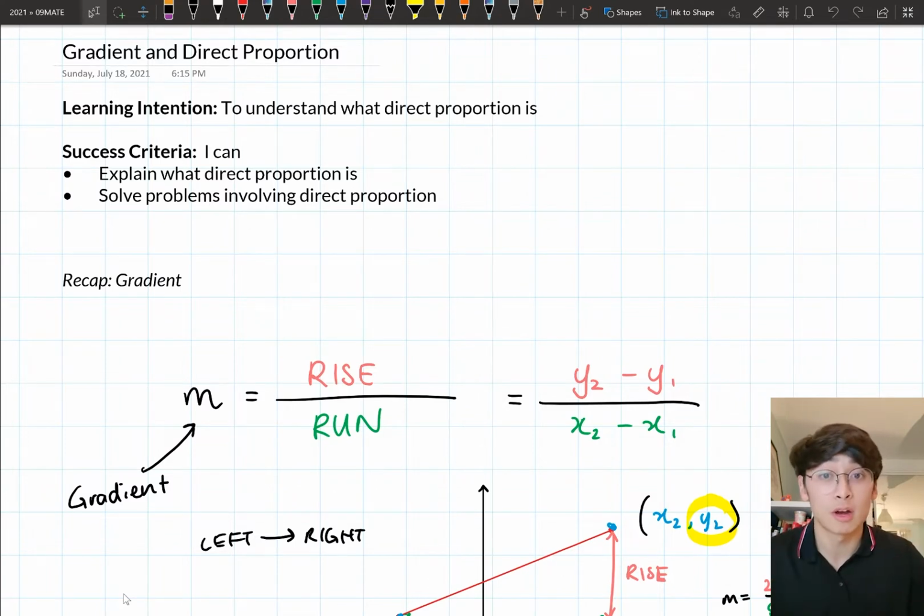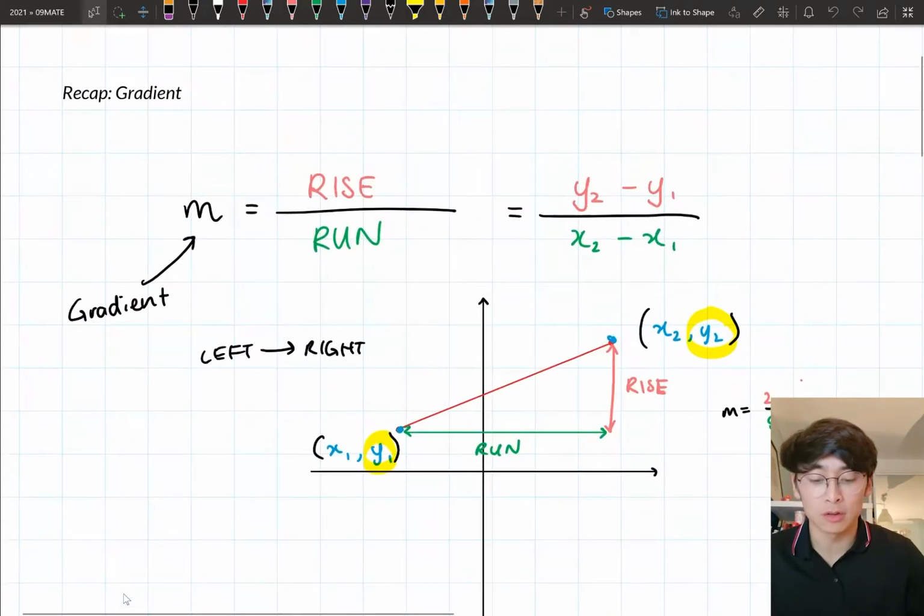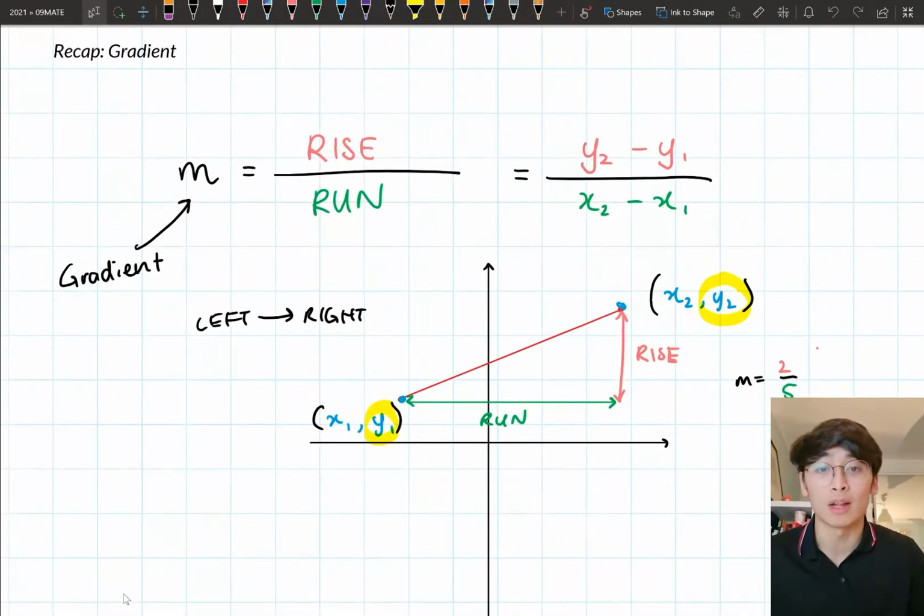Now, just a quick summary of what we did in the last lesson. Last lesson we talked about the gradient. The gradient is a measure of how steep or sloped a line is, and in particular we use this formula which is on the screen here. Rise over run. And so this was the example that we looked at last lesson.